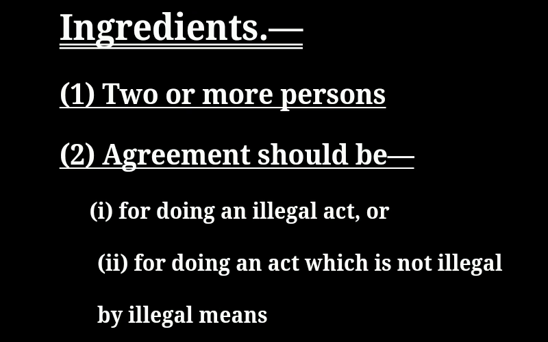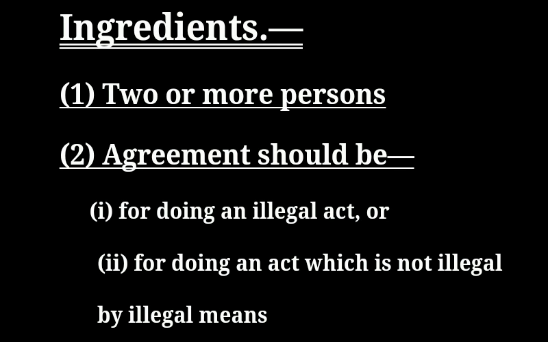Ingredients. The first ingredient is two or more persons. Two or more persons are necessary to conspire an offense. One person cannot conspire with himself. And for an agreement, two or more persons are required. One person cannot make an agreement with himself. The second ingredient is agreement.